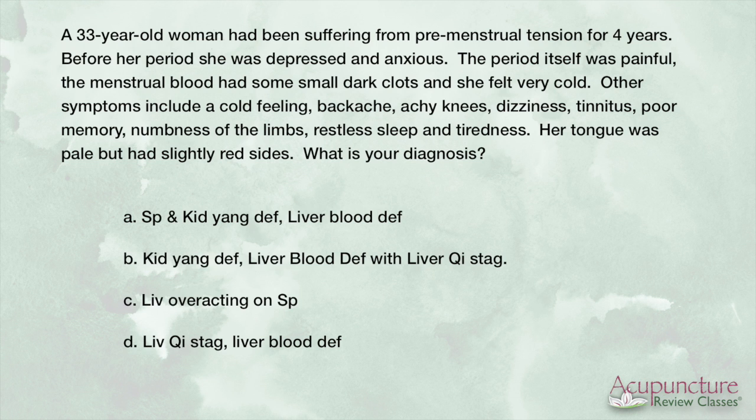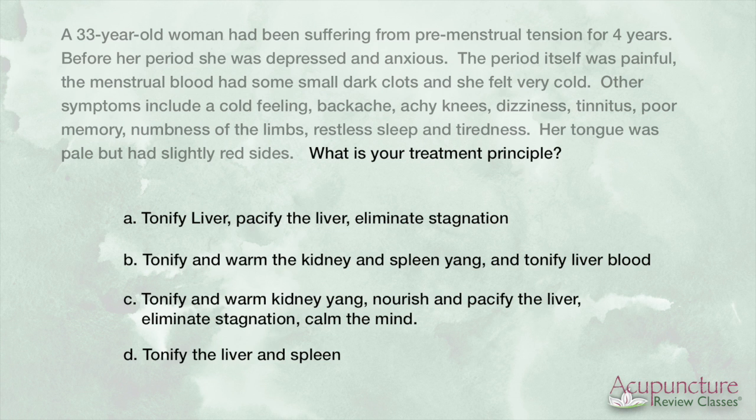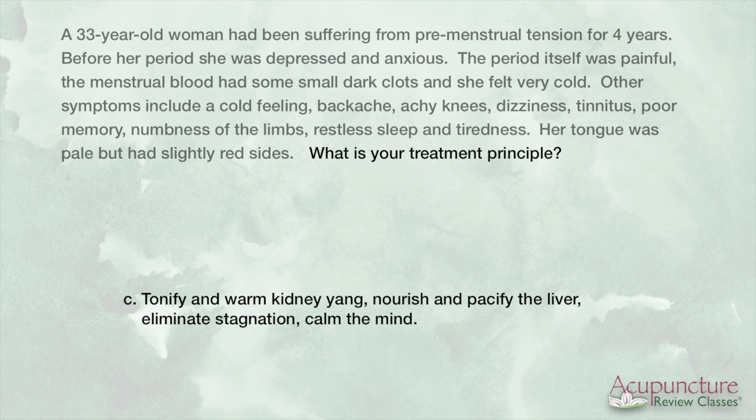Question two also goes with this. What is your treatment principle? Obviously, let's just say you didn't even have the first set of questions. If you went right to treatment principle, you'd be looking for something that has cold in the answer. And it looks to me like the only one that has cold would be C. So even if you didn't have these little questions above, the spleen and kidney yang deficiency, if they had just said to you, what is your treatment principle, you should have been easily led to answer C.